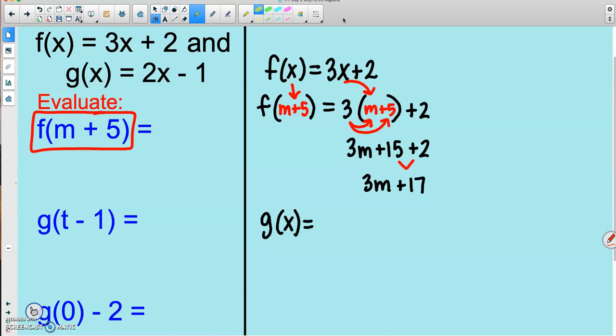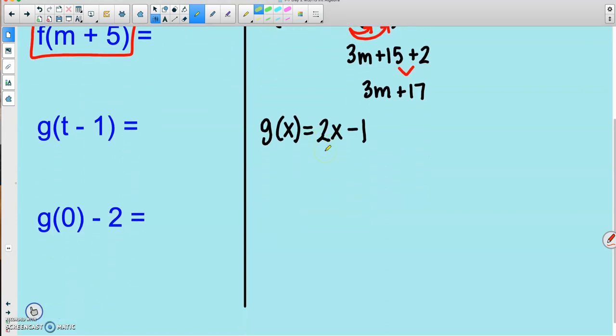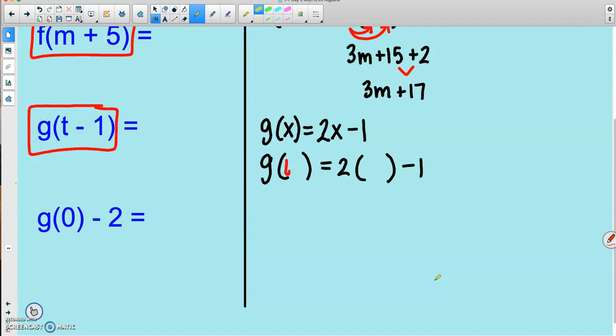Now the next one starts with the letter G, so I need to change to my rule with G. And on this one, we're replacing again with something that's more complicated. So you might not feel like you're actually simplifying anything. So we're replacing x with t minus 1, like that.